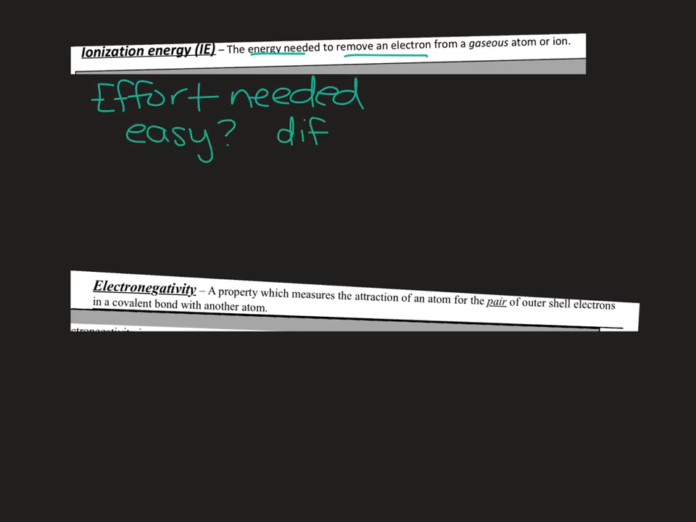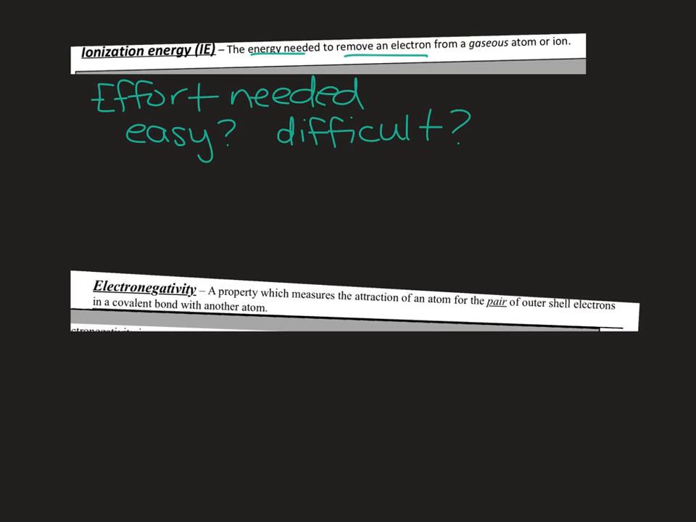So ionization energy and electronegativity, let's start with the vocab. Ionization energy says that it's the energy needed to remove an electron from a gaseous atom or ion. I don't want you to get too bogged down by the gaseous part. It's the energy needed to remove an electron. So it's the effort, okay? Effort needed. You need to ask yourself, is it easy or is it difficult? That's going to be the primary question when you're asking about ionization energy.